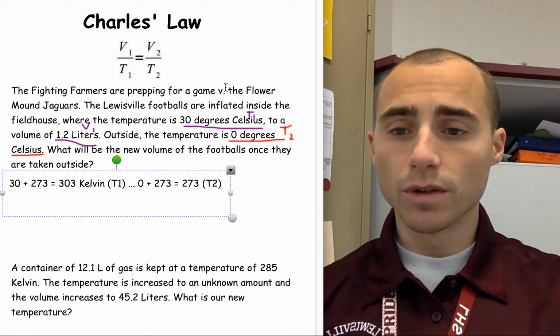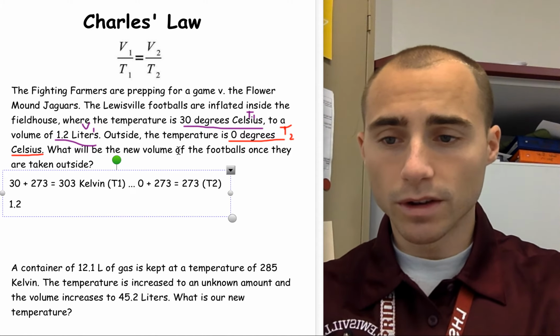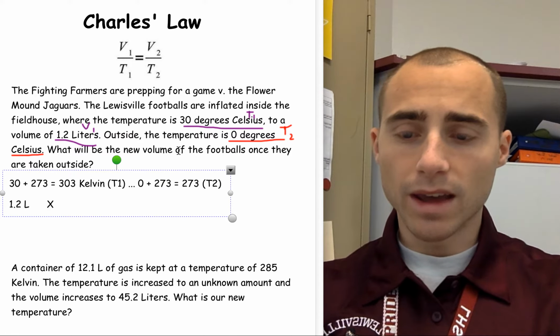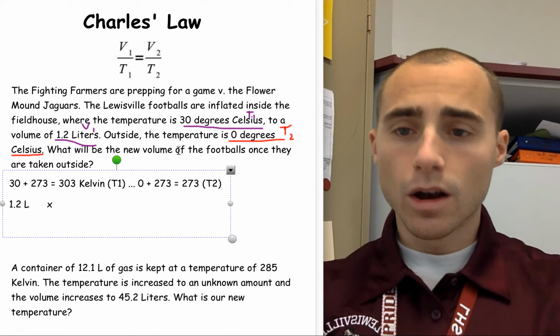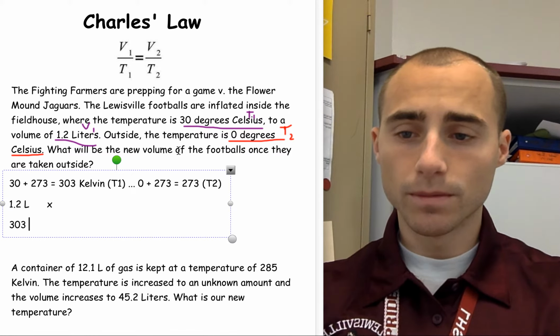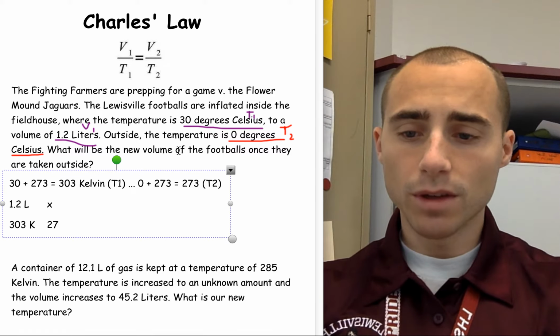So we have V1 over T1. Our V1 is 1.2 liters. It's already in liters, so we're good there. We don't know our V2, so that's going to be X. Our T1, as we just went over, is 303 Kelvin. And our T2 is 273 Kelvin.